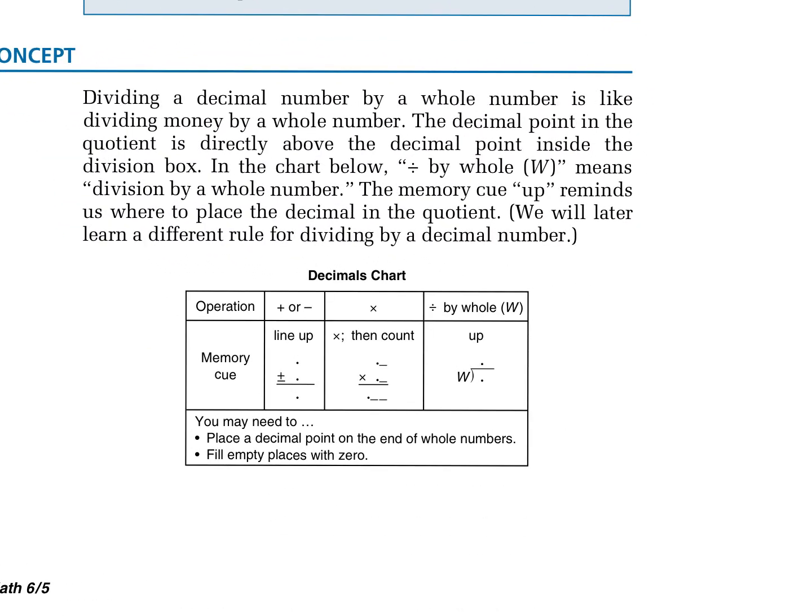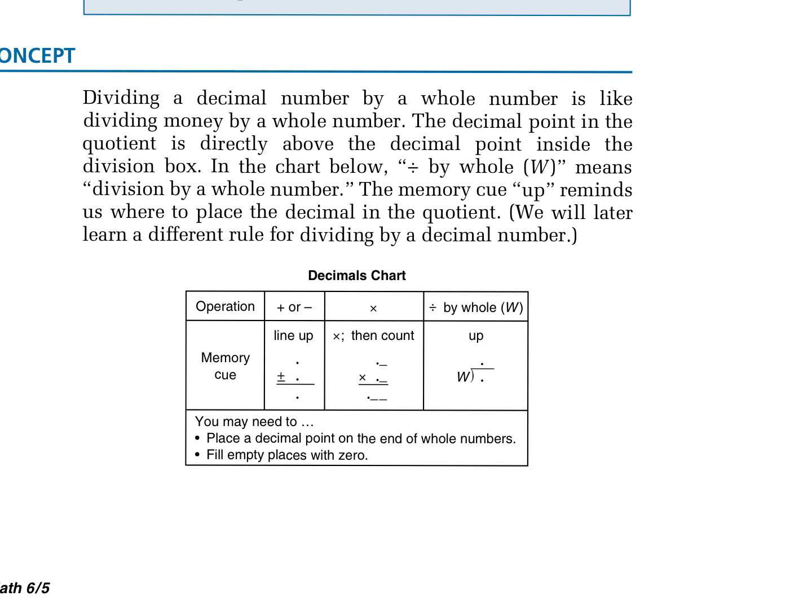It says dividing a decimal number by a whole number is like dividing money by a whole number. The decimal point in the quotient is directly above the decimal point inside the division box. In the chart below, divide by a whole, or W, means division by a whole number. The memory cue up reminds us where to place the decimal in the quotient. We later learn a different rule for dividing by a decimal.